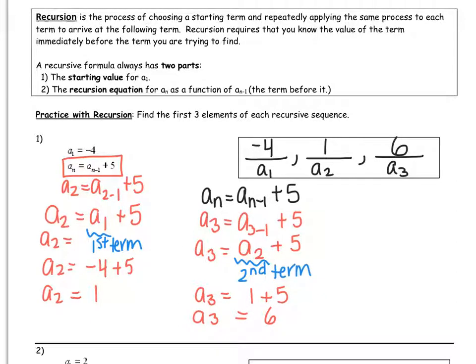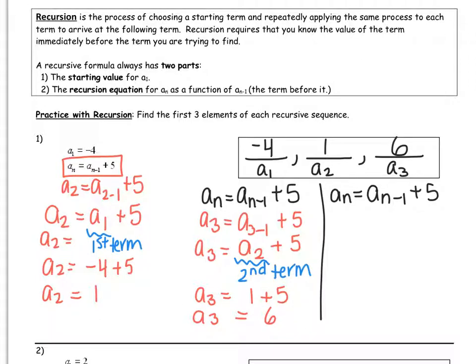Now we could apply this process so on, and I could find my fourth term, my fifth term, and so on and so on. So some people ask, if I can understand this terminology, do I have to do this work at all? And the answer really is no. You could just say and translate a sub n equals a sub n minus 1 plus 5.